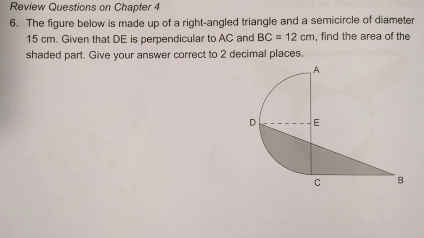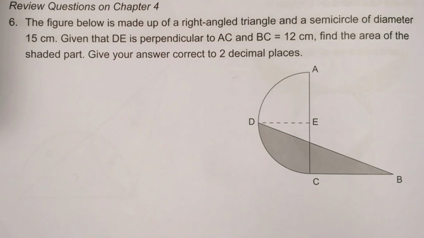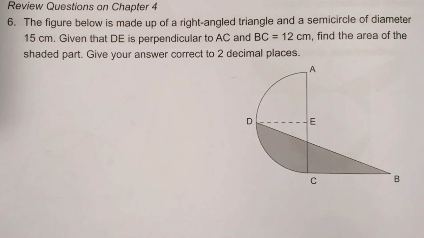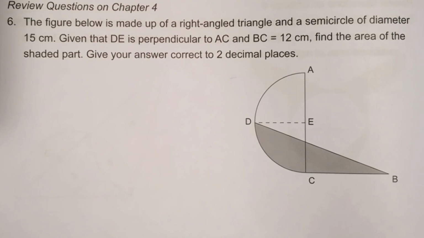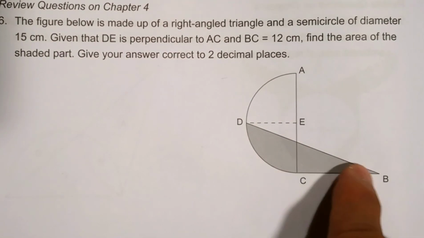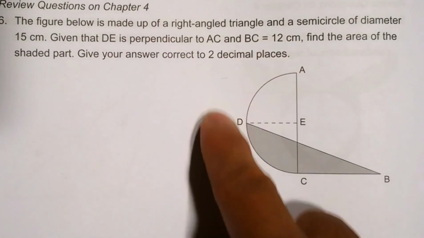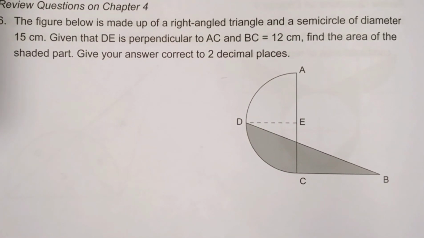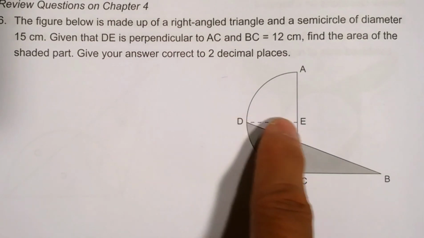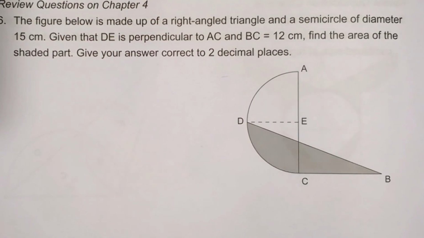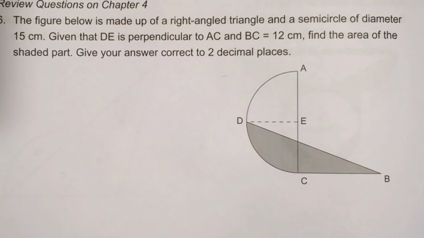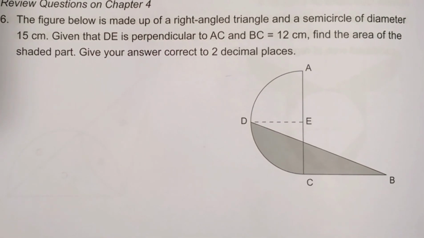Okay, the question is taken from the OnSponge book, page 82, review question on chapter 4, question 6. The figure below is made out of a right angle triangle and a semicircle with a diameter of 15 centimeter. Given that DE is perpendicular to AC and BC is equal to 12 centimeter, find the area of the shaded part. Okay, so it seems a little bit complicated.